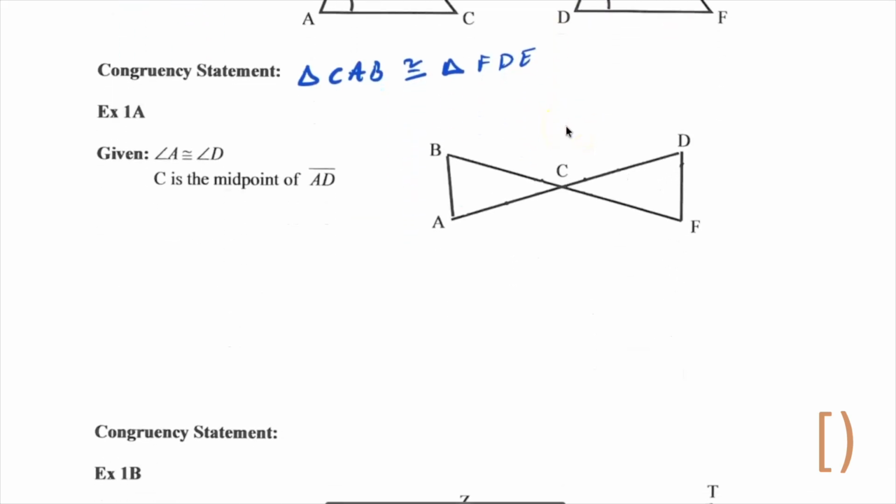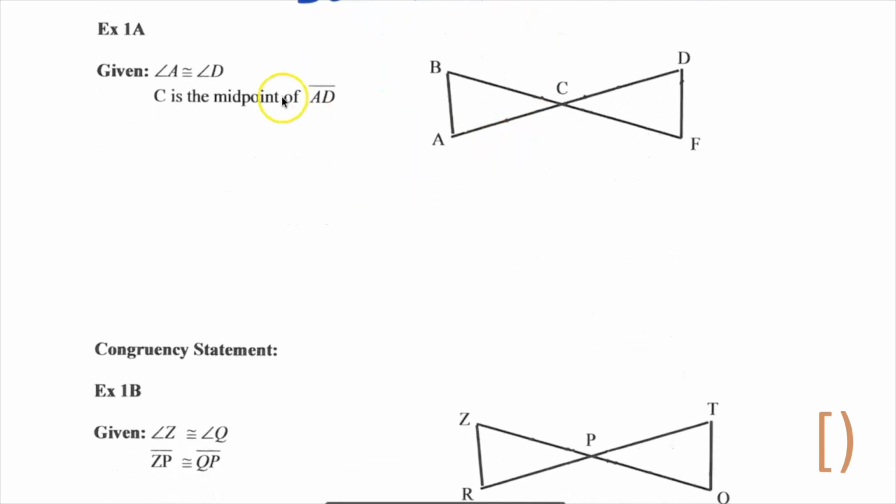So let's do an example using that idea. Here they tell us A is congruent to D. So angle A is congruent to angle D. Remember, anytime they give us a statement like that, that's given. The next thing they tell us is that C is the midpoint of AD. Remember, what that means is C is right in the middle of AD, so this side is equal to this side. So we're going to say AC is equal to CD, or congruent to CD, I should say. And that's the definition of a midpoint.